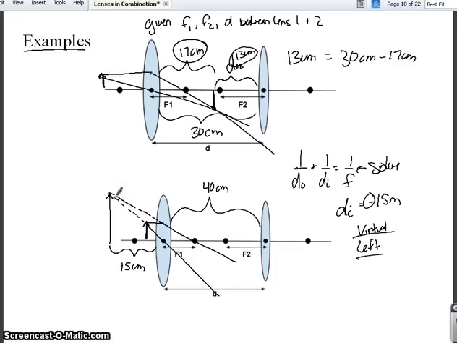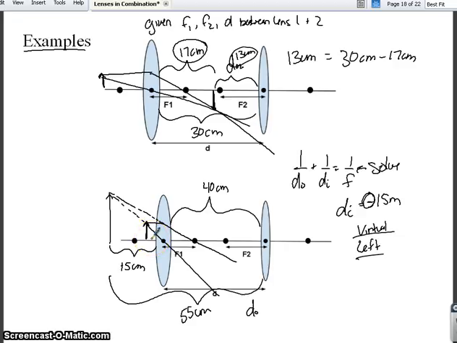Okay, now when you do your next problem, you don't plug in negative 15. This is not negative 15 centimeters away. This sign tells you it's a virtual image located to the left. And so if we were going to do our object distance for this second lens right here, this distance is actually 55 centimeters, which is just 40 plus 15.